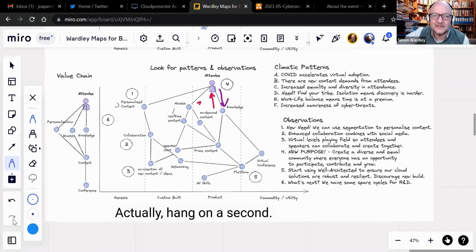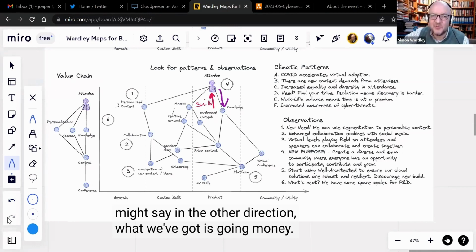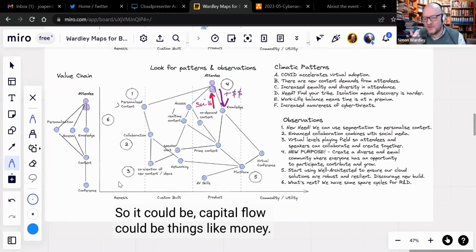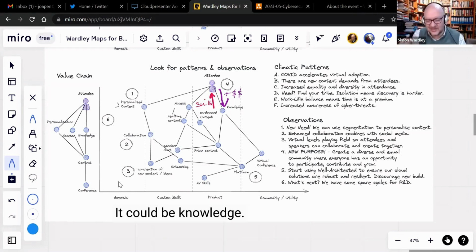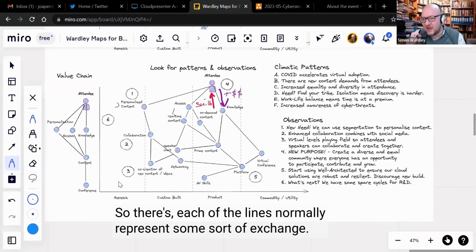I'll try and use a smaller pen, actually. Hang on a second. You might say skills are going one direction, and in the other direction, what we've got is money going. There we are. Each of the lines actually are exchanges of capital flow. It could be money, it could be some sort of physical asset, it could be knowledge, it could be some sort of practice. It could be all sorts of things. So each of the lines normally represents some sort of exchange.